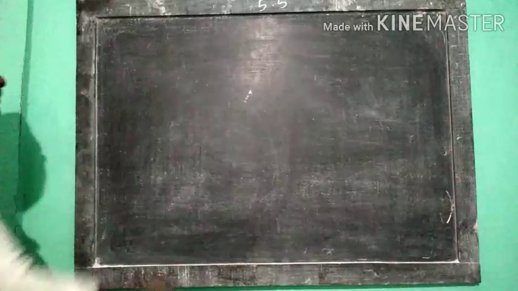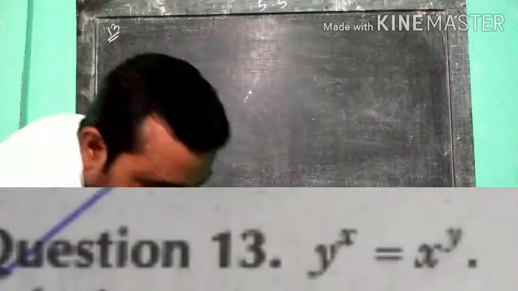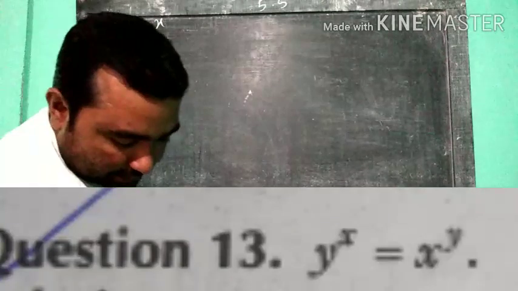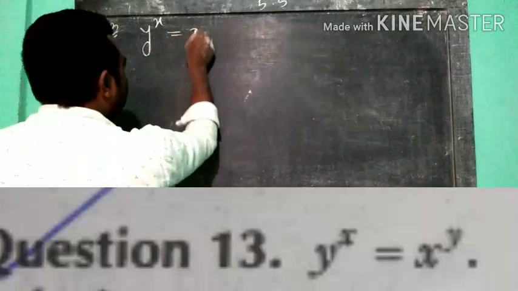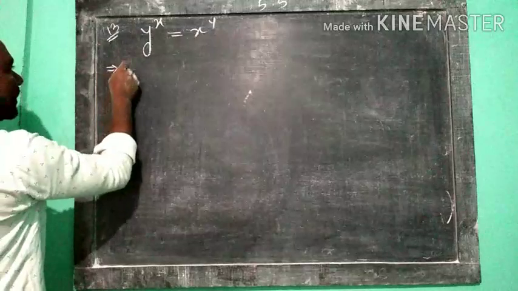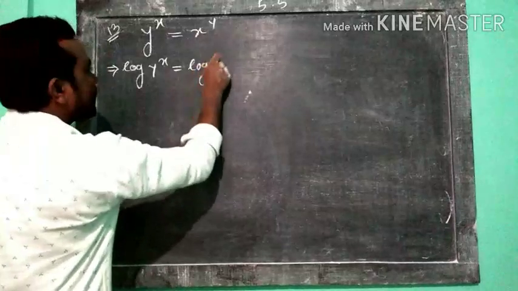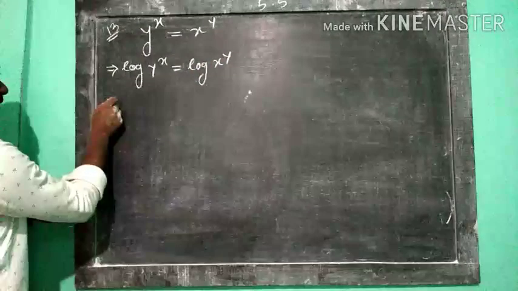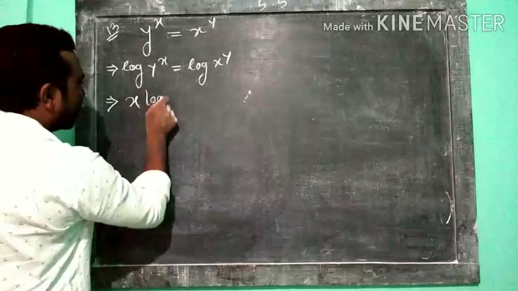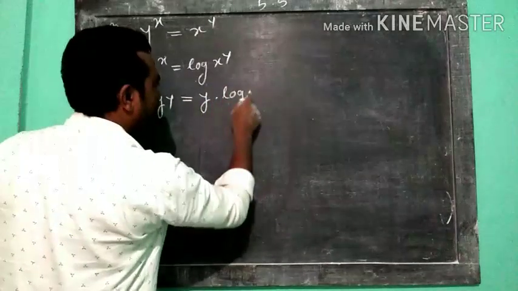Now we are going to solve question number 13. Question number 13 is y to the power x equal to x to the power y. It is a very important question. Taking logarithm on both sides, we have log of y to the power x equal to log of x to the power y. Using the formula, x into log y equals y into log x.